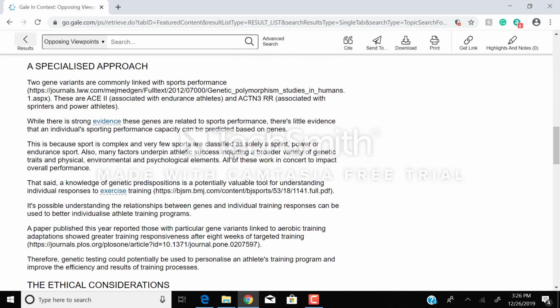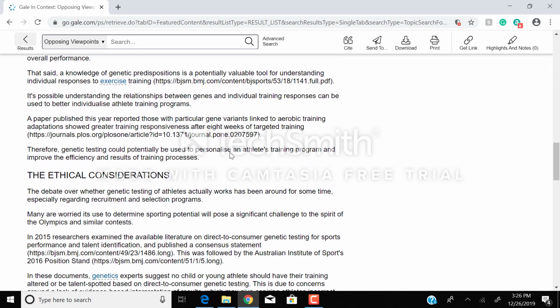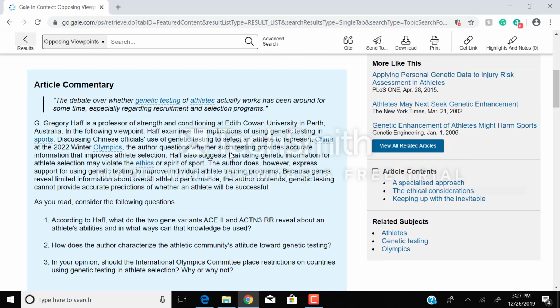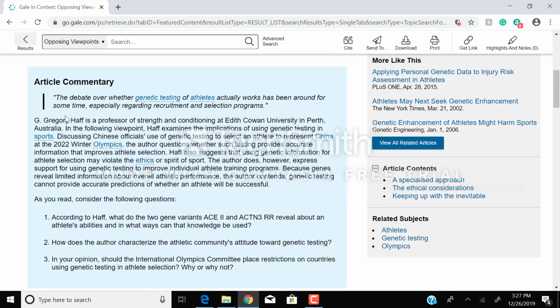Now we need to determine if this author is coming from a particular perspective. Here we see this author, G. Gregory Haft, is a professor at a university in Australia. That may or may not inform where they're coming from.